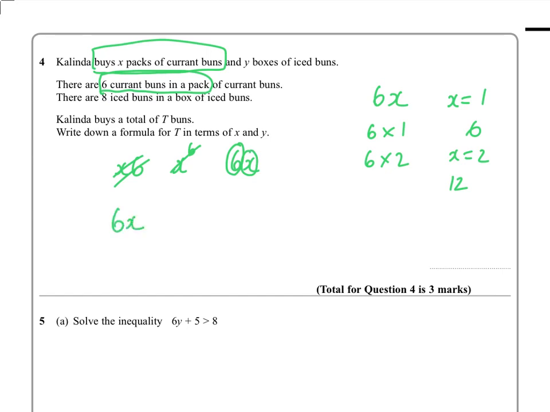And then this should be easy now, because if you've got Y boxes of ice buns and there's 8 in each box, then you want to be adding 8Y, and that's the total. So I would say T equals 6X plus 8Y. It doesn't matter if you write 8Y plus 6X, that's absolutely fine as well. So let's have a look at the next one.